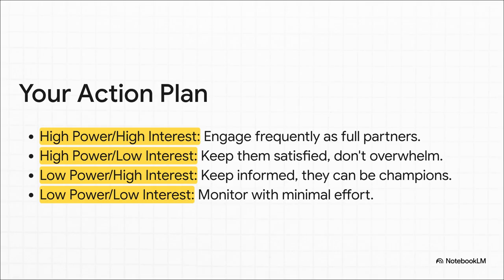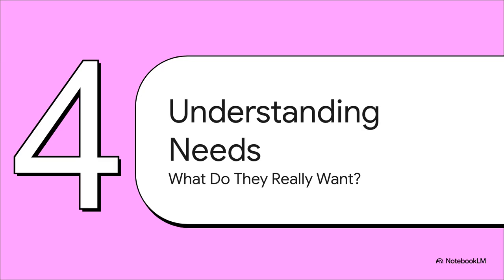Now for high-power/low interest folks, like maybe a functional leader, your job is to keep them satisfied. Give them the highlights, but don't bog them down. The low-power/high interest group are your potential champions. Keep them in the loop, and they can build incredible support from the ground up. And finally, the low-power/low interest group, you just monitor them with minimal effort, making sure they don't suddenly become a bigger issue. Okay, on to step 3.